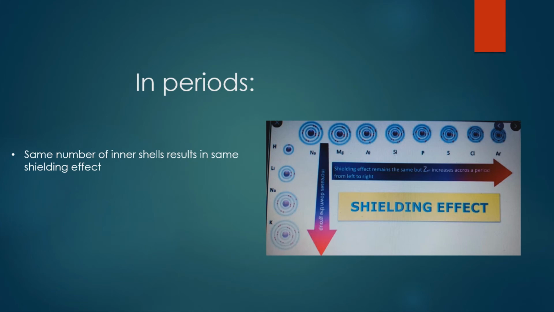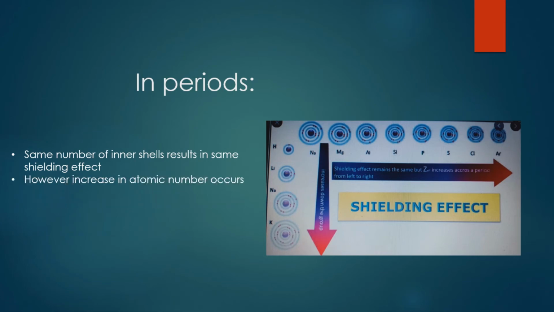So if the inner shells or the inner electrons remain the same, it means that they have the same shielding effect. So the shielding effect does not change as we move from left to right in periods in the periodic table. So we can say that the shielding effect in periods remains constant.